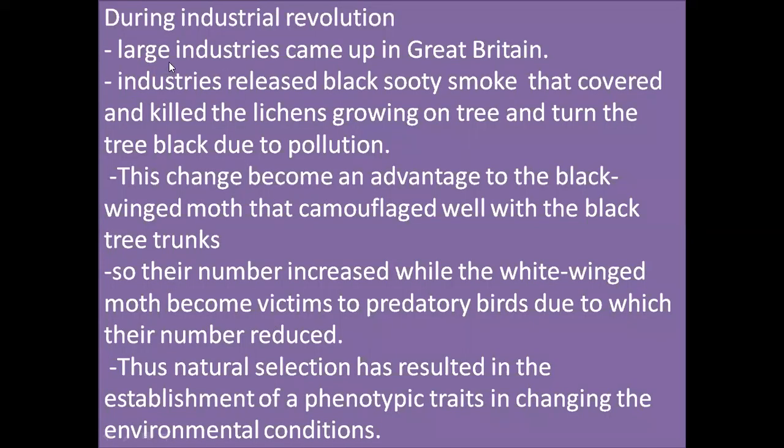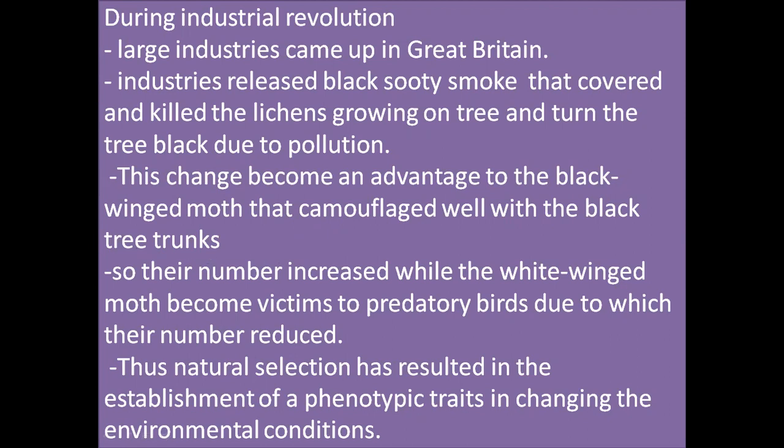During the Industrial Revolution, large industries came up in Great Britain. Industries released black sooty smoke that covered and killed the lichens growing on the trees and turned the trees black due to pollution. As I had already explained all these points. This change became an advantage to the black-winged moth that camouflaged well with black tree trunks.